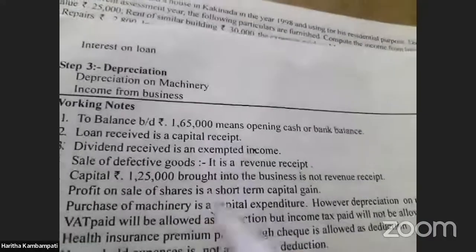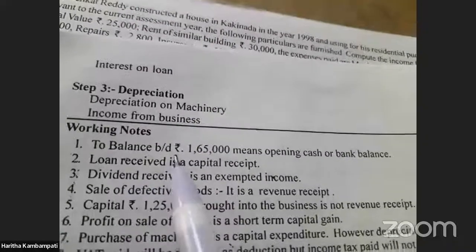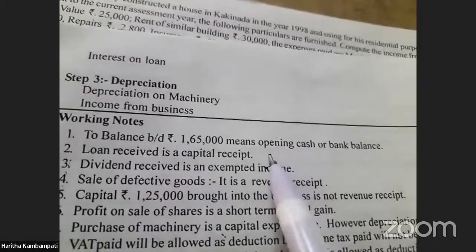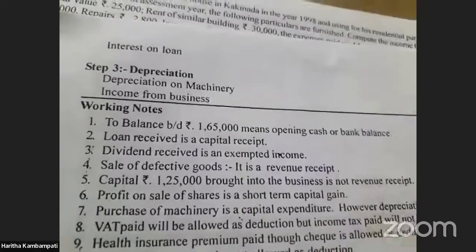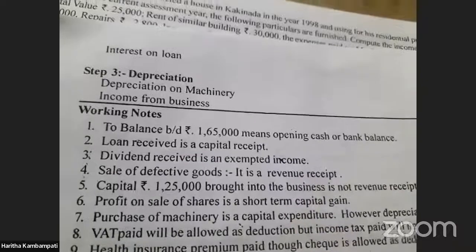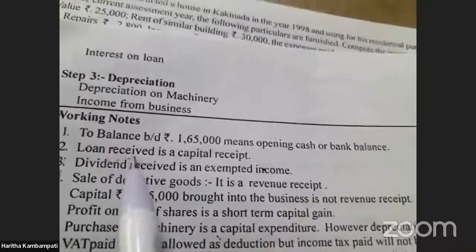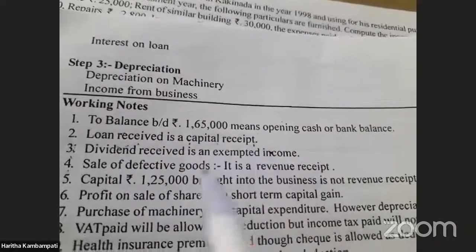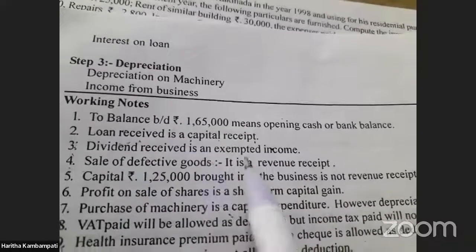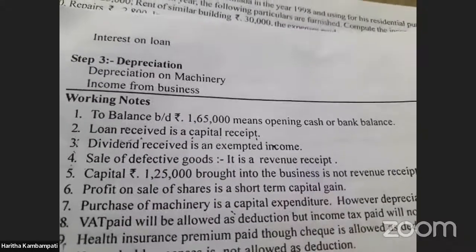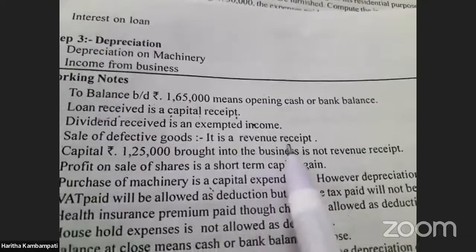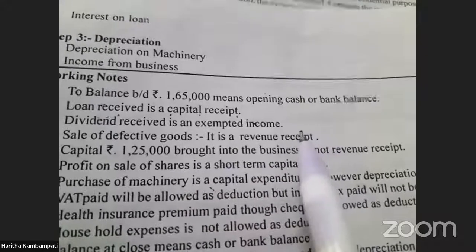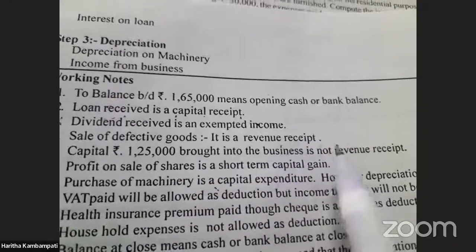Whatever I have explained. So that balance brought down, we are not going to consider because it is opening balance. Likewise, closing also we are not including. Then loan received is a capital receipt. Dividend receipt is an exempted income as well as income from other source. The sale of defective goods is a recurrent transaction. That is revenue receipt.